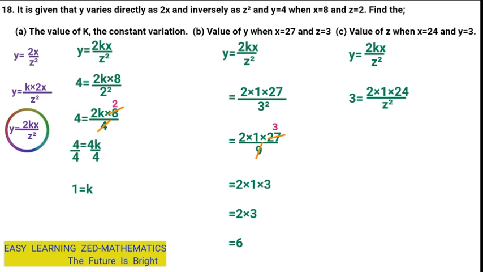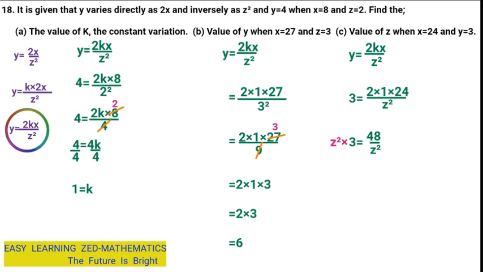Once we have done that, I'm going to multiply all the numbers on top. So I'm going to write 3 is equal to 2 by 1, it's 2, by 24 will give us 48, which will be over z squared. Now I want to get rid of the fraction. The intention is to make z the subject of the formula. So the first step is to get rid of the fraction, which means I'm going to multiply both sides by z squared.